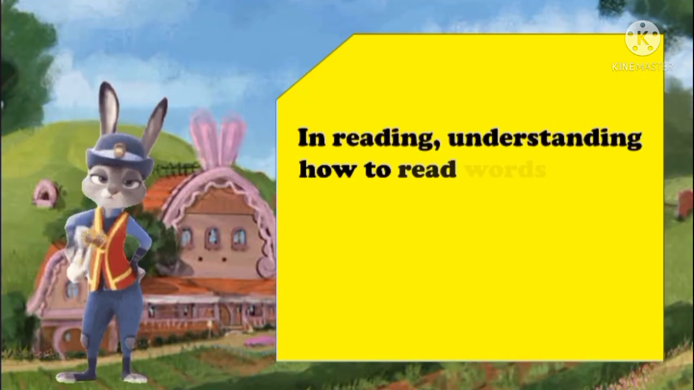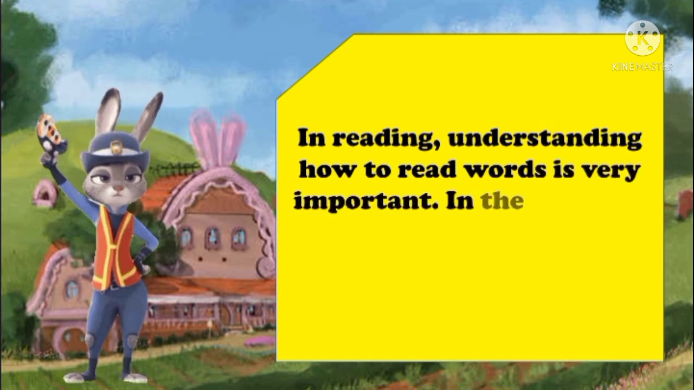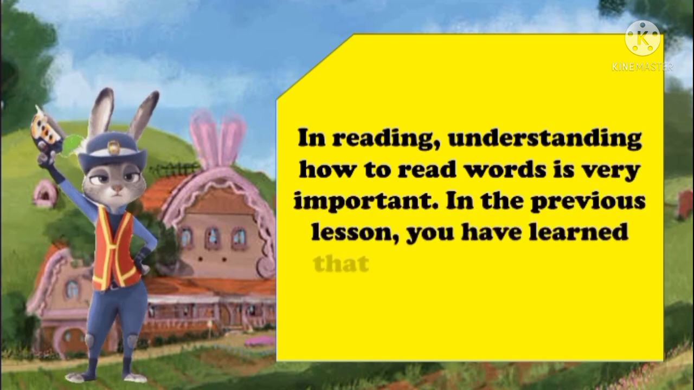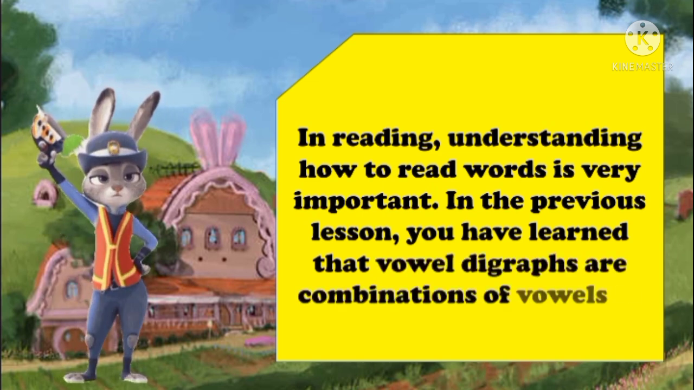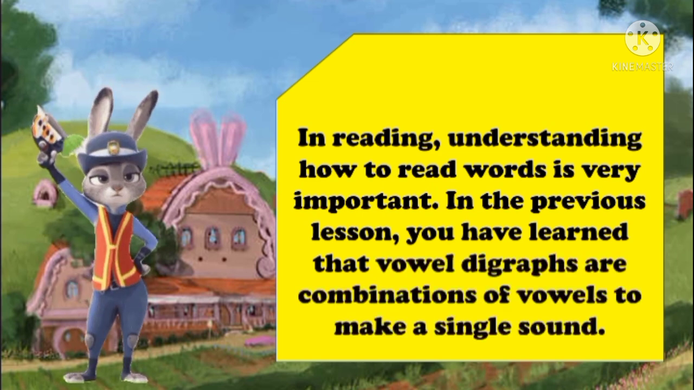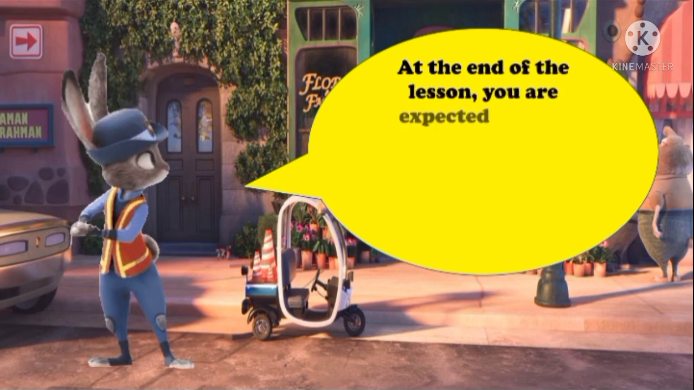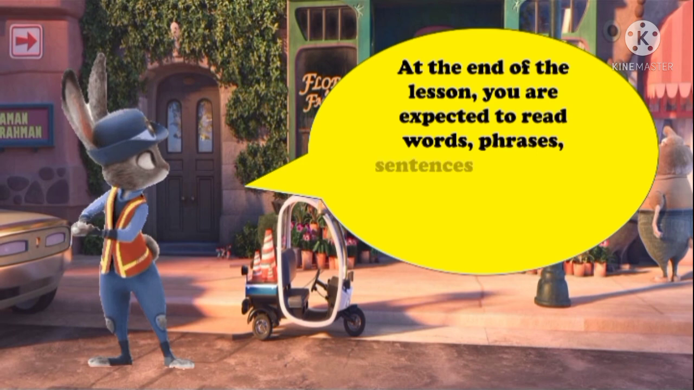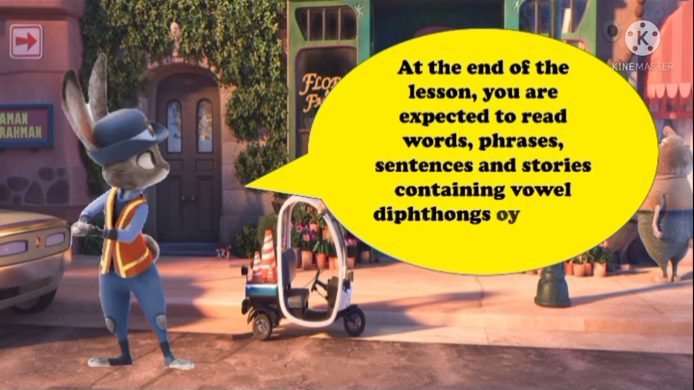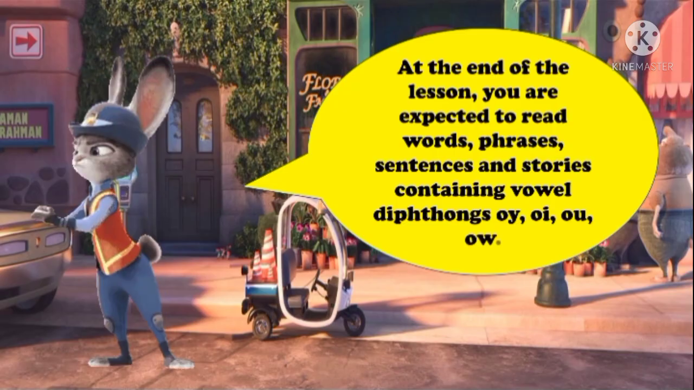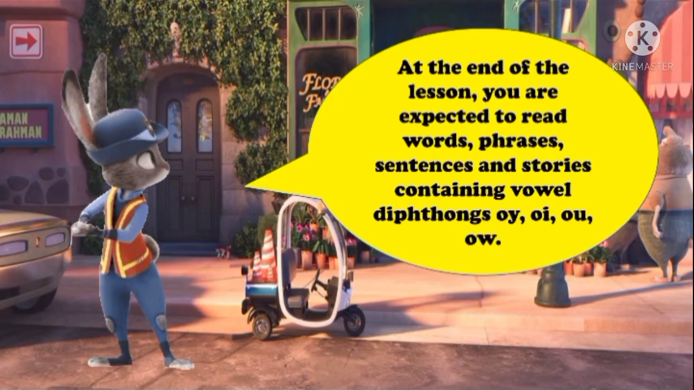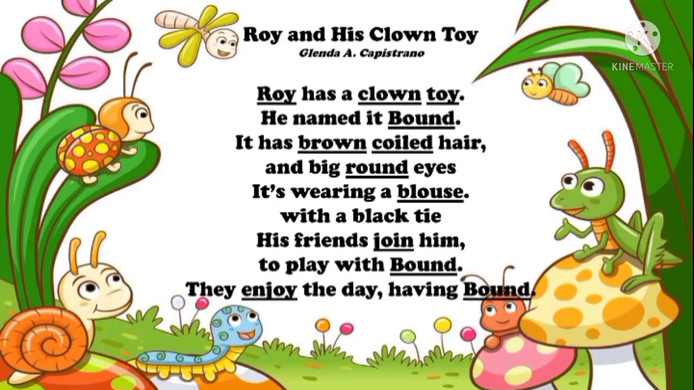In reading, understanding how to read words is very important. In the previous lesson, you have learned that vowel digraphs are combinations of vowels to make a single sound. At the end of the lesson, you are expected to read words, phrases, sentences, and stories containing vowel diphthongs OY, OI, OU, and OW. Here's an example poem, Roy and His Clown Toy by Glenda A.